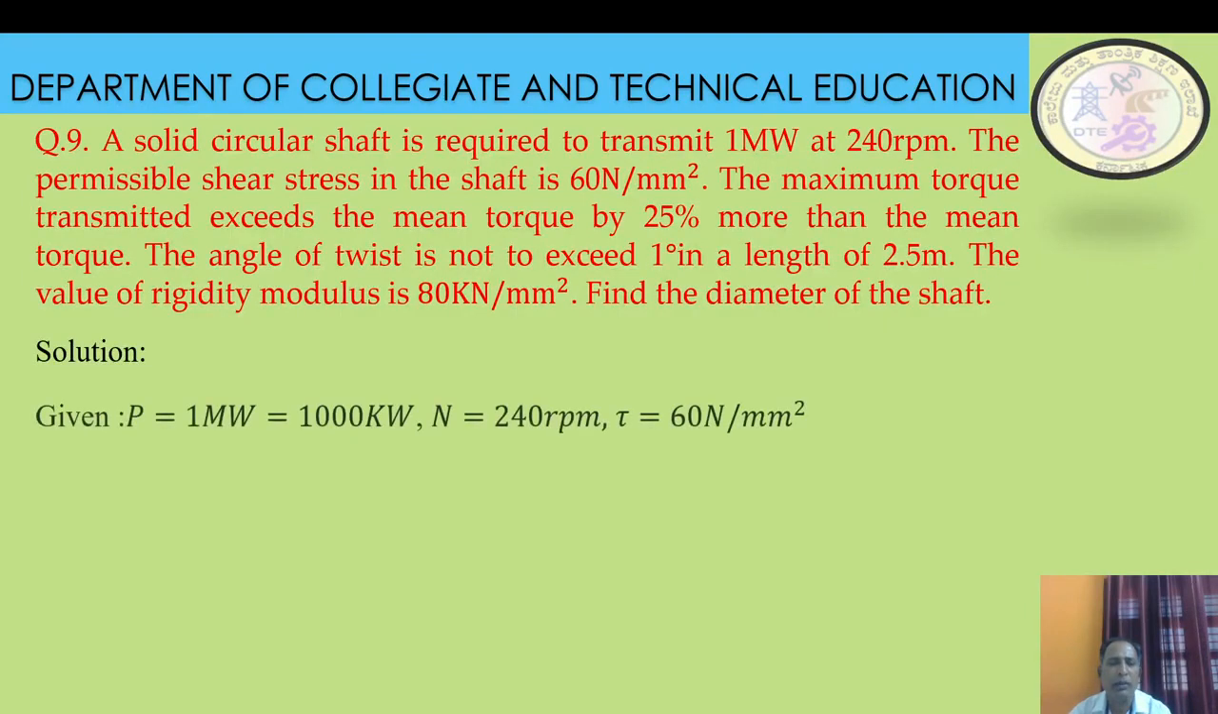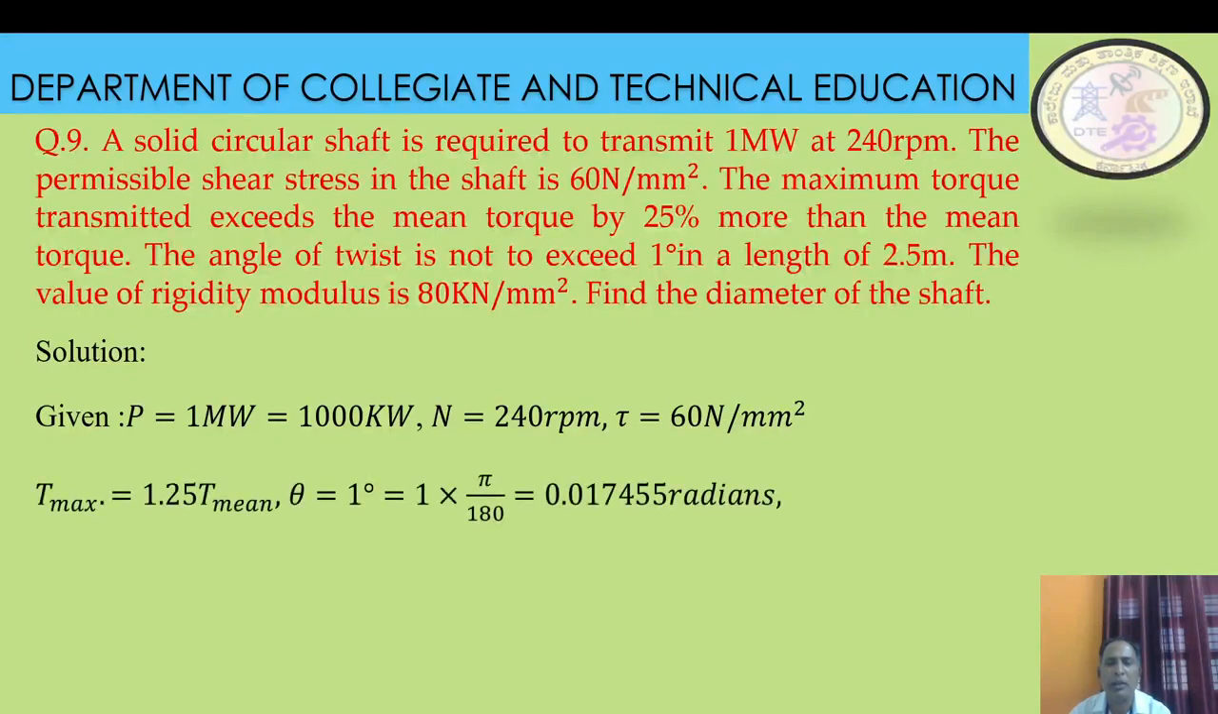So here P is 1 megawatt. Always the P should be in kilowatt, so convert that megawatt into kilowatt. As you know, 1 megawatt is equal to 1000 kilowatt. Therefore, P is equal to 1000 kilowatt, N is equal to 240 rpm, and tau is 60 Newton per mm square. And he has mentioned the maximum torque, which exceeds the mean by 25%.